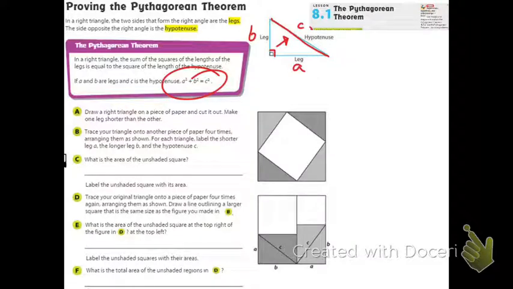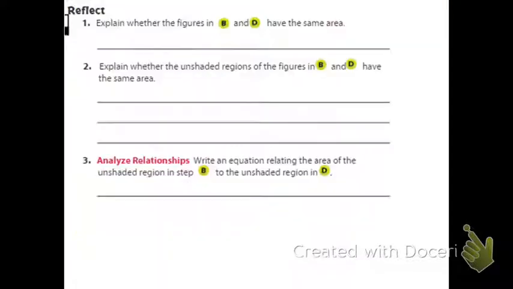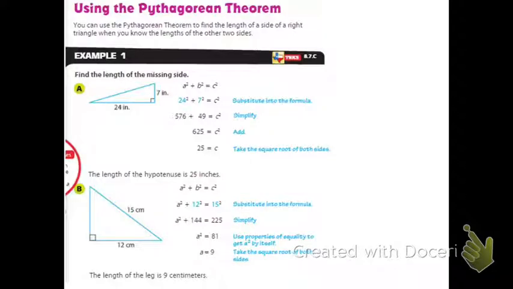Questions, comments, or concerns? All right, ladies and gentlemen, so now moving on. These here are not too relevant. So here, using the Pythagorean Theorem, you can use the Pythagorean Theorem to find the length of a side of a right triangle when you know the lengths of the other two sides. Find example number 1. Find the length of the missing side.